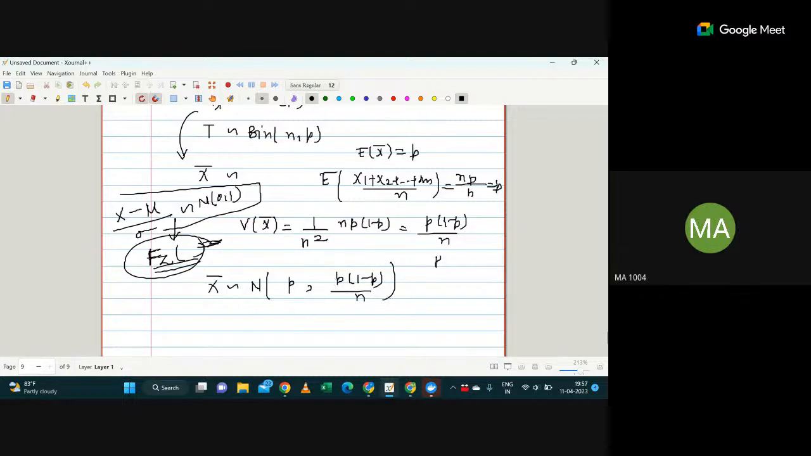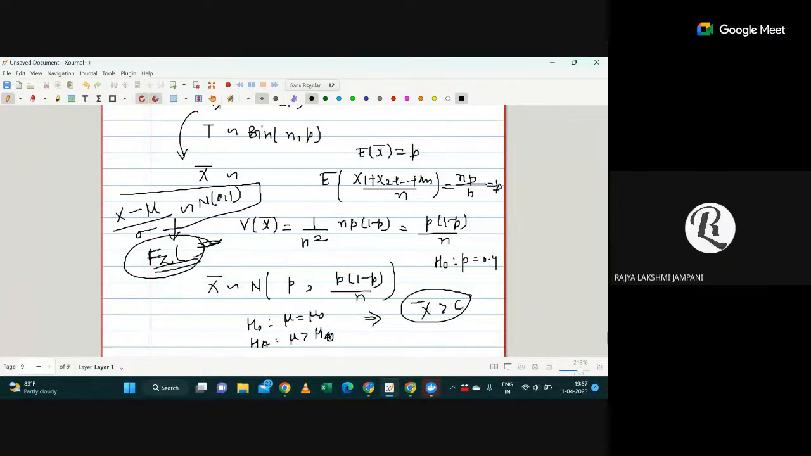Yes. And you can get the idea from your hypothesis also, right? See, if the hypothesis is mu equals something, let's say mu naught, and the alternative is mu greater than mu naught, just consider the right side test. So what will be my test statistic? My sample mean will be greater than C, right? Yes, sir. The same thing you can consider from here, okay?